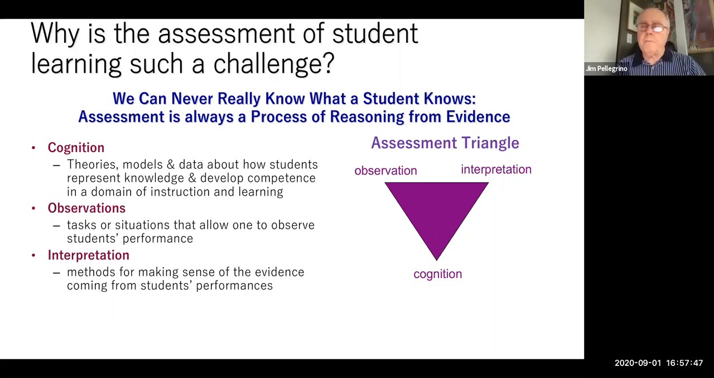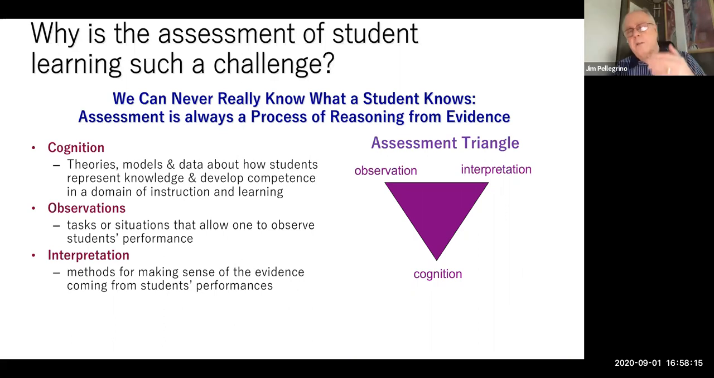Observations then are the tasks or situations that allow us to observe students' performance. Because after all, an assessment is composed of tasks or situations that yield observations. It's those observations that in some ways give us a window on what it is that students know. And the nature of those observations has to emanate from the underlying cognition, that is the theory and research on the nature of what it means to know. That helps us think about the tasks.